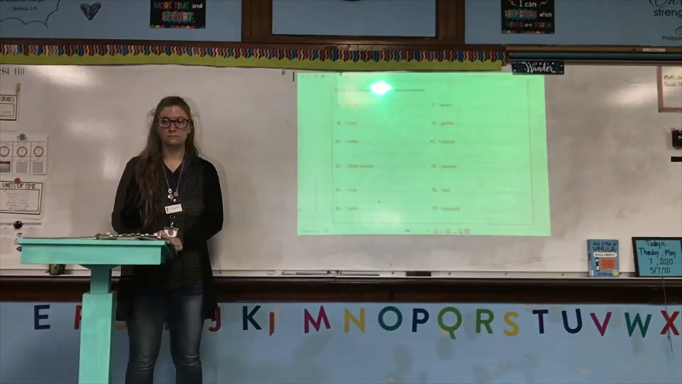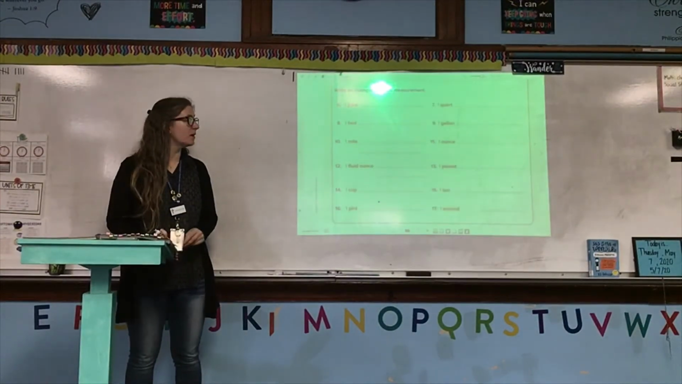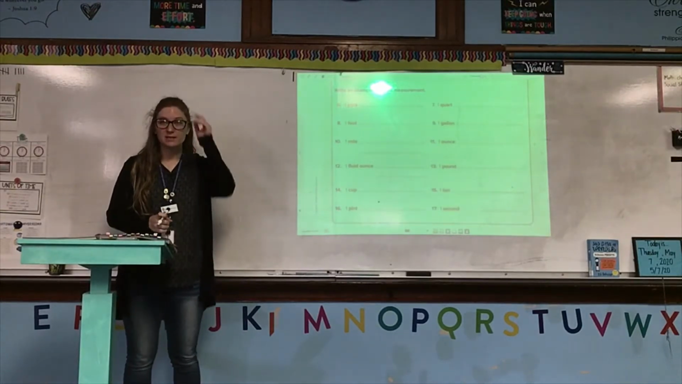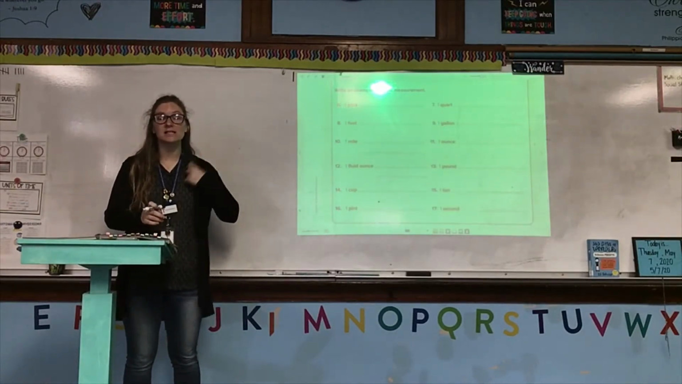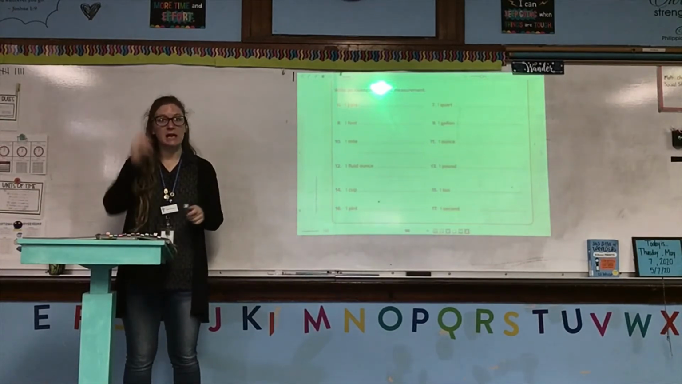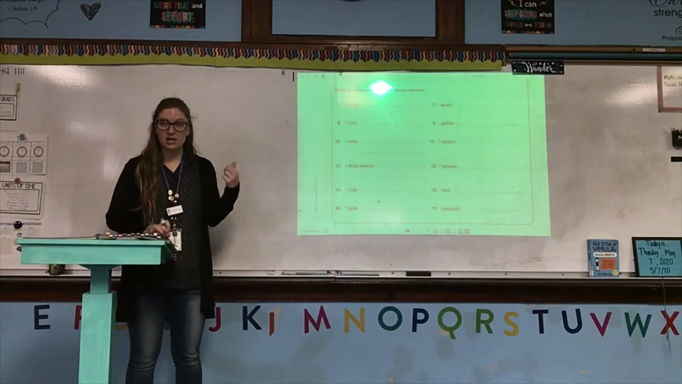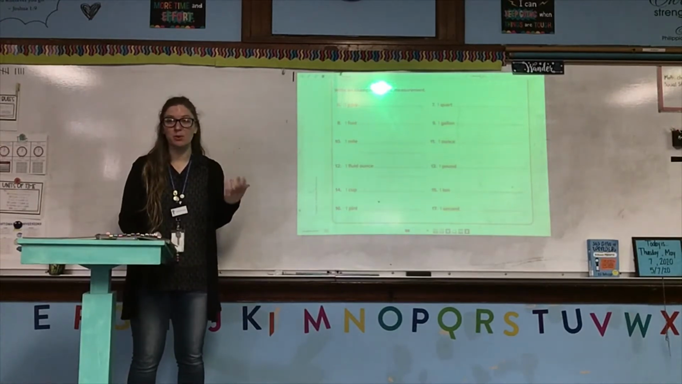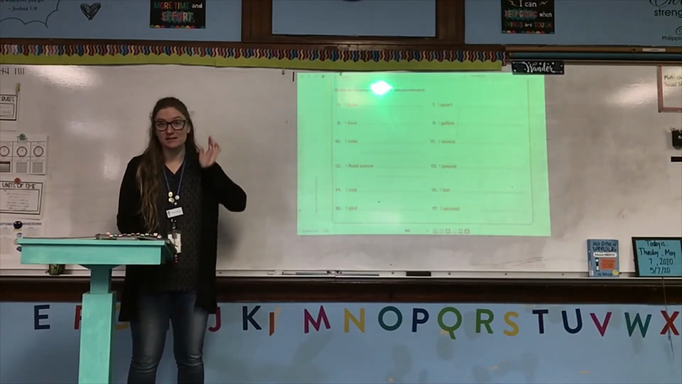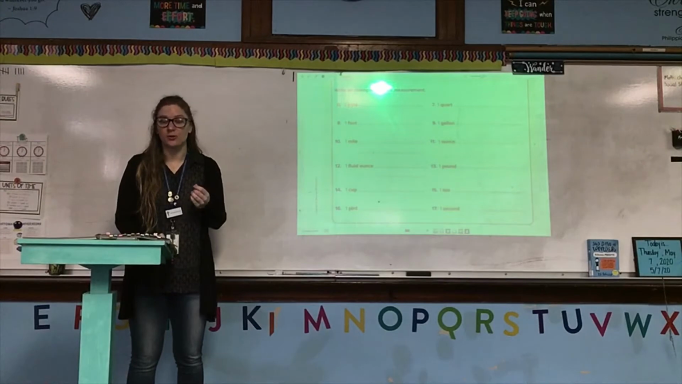Okay, so for the second part of the review, the directions say, write an example for each measurement. Now your example might be completely different than mine, and that's okay. Just make sure that if you're imagining the object that I'm putting on the board, that your object is pretty close to that object. If it is very different, that means you need to correct your answer.